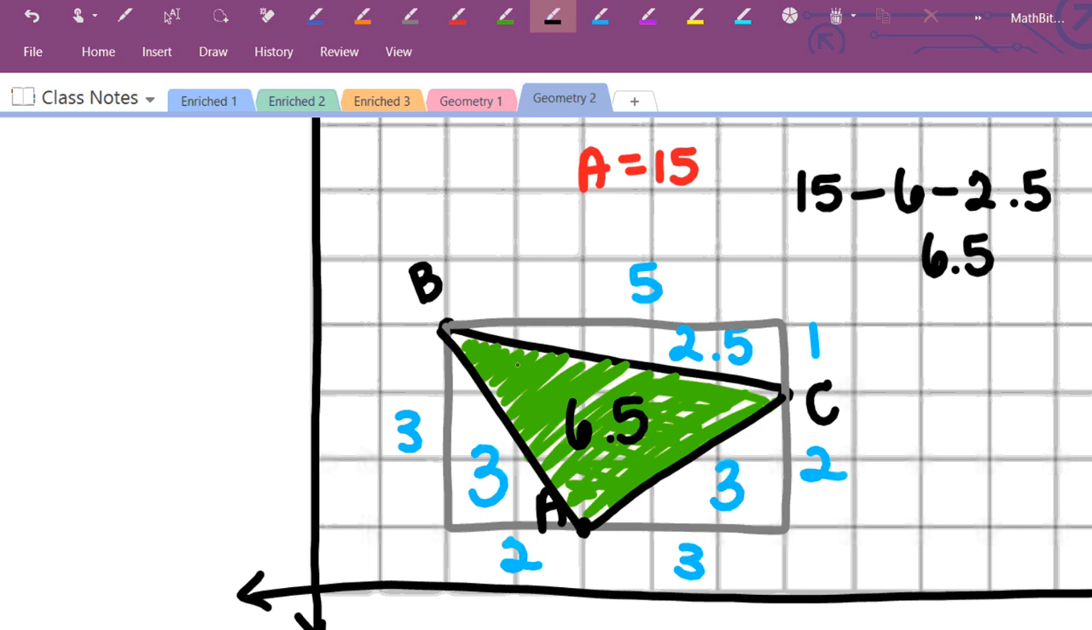The exact same process applies. Find the area, please, of the big triangle. Go through, find the area of the big triangle.